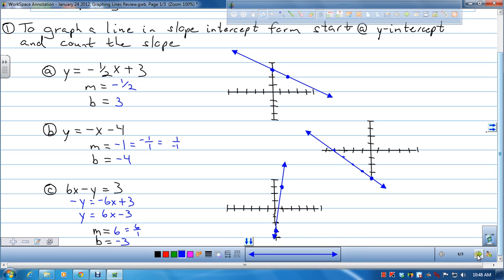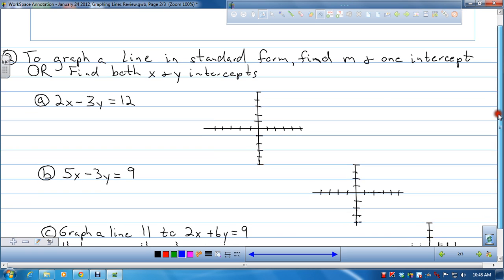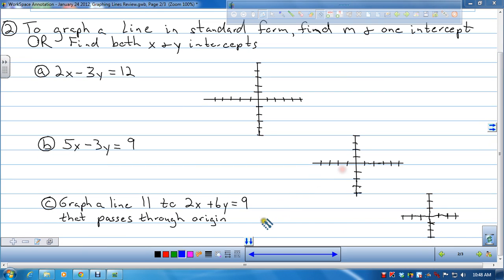Alright, so that's graphing when you've got slope and intercept. Now to graph a line in standard form, what we would do is find the slope and one intercept, or you can find both x and y intercepts, and we'll show you the easy way to do that, and what components of the equation will dictate what you choose to do.